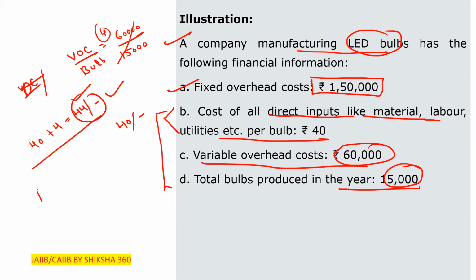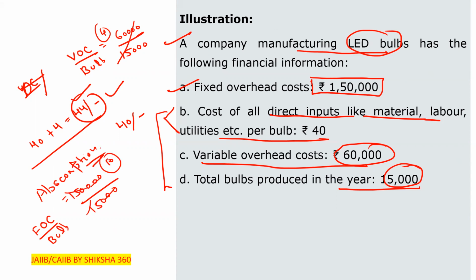But in the case of absorption costing, we have to include the fixed overhead cost also. So what is the fixed overhead cost per bulb? 1,50,000 upon 15,000, which is 10. So as per absorption costing, what is the price of one bulb? 44 plus 10, it is 54 rupees. So the price in absorption costing is rupees 54, and in marginal costing it is rupees 44. This is the difference between the two types of costing.